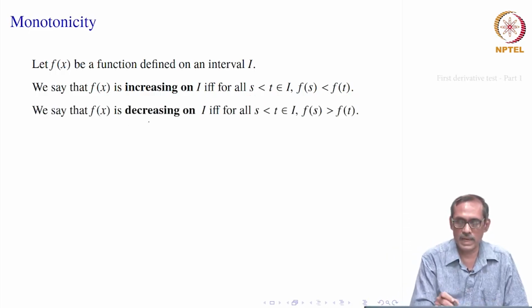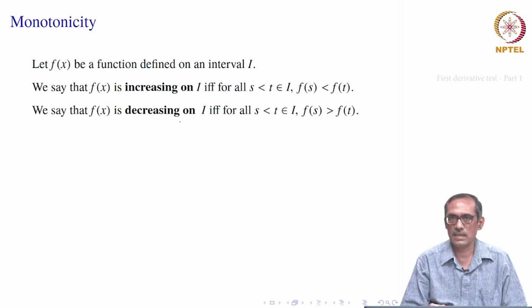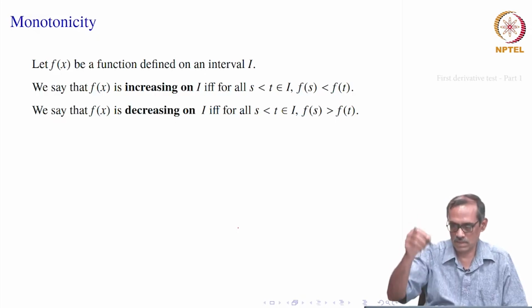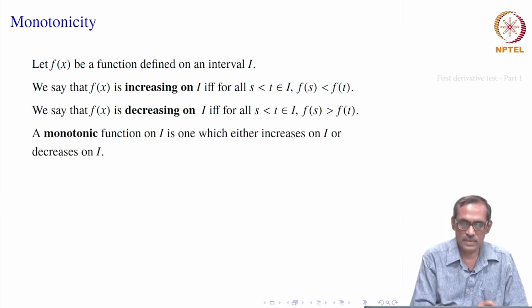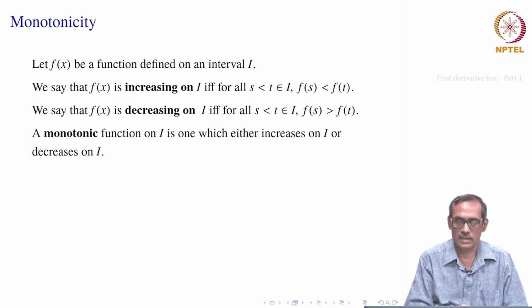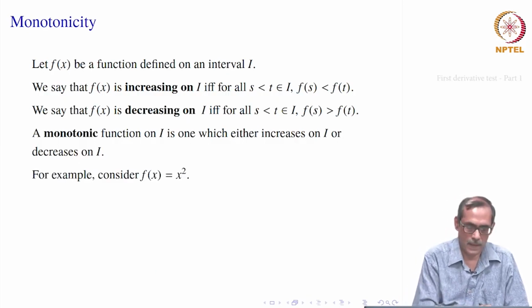Similarly, we will say that f(x) is decreasing on I if s is less than t, that is t is to the right, but f(s) is larger than f(t). So it is climbing down, or it is decreasing. And if it is either increasing or decreasing, one of them, we say that it is monotonic. So it is monotonic on I if either it increases on I or it decreases on I.